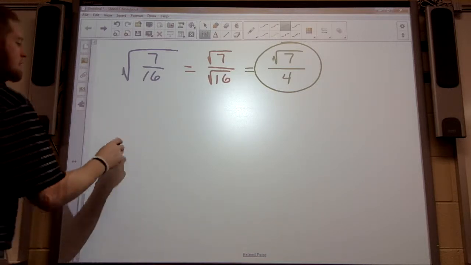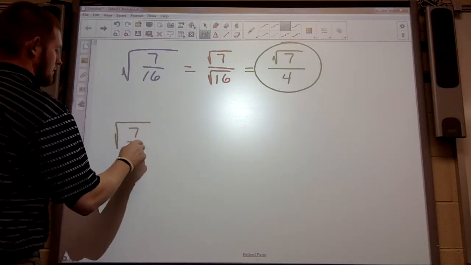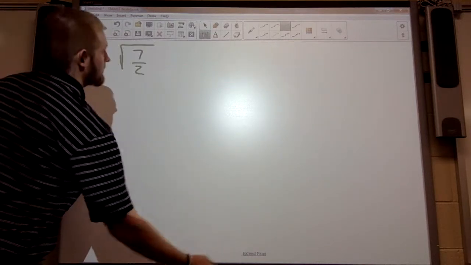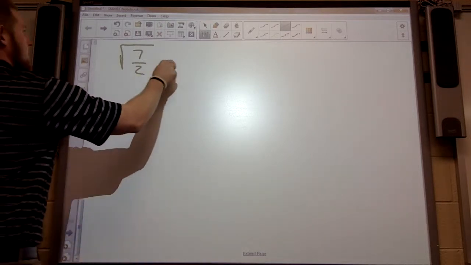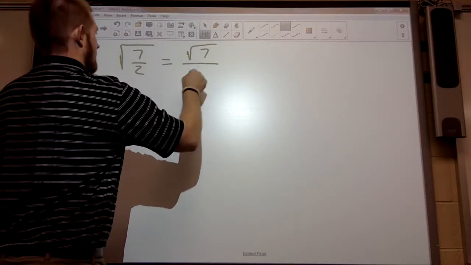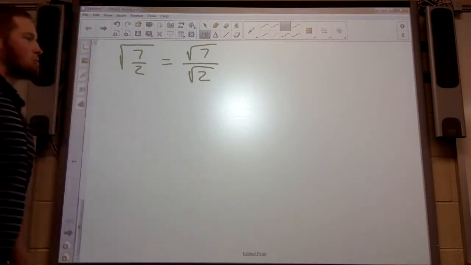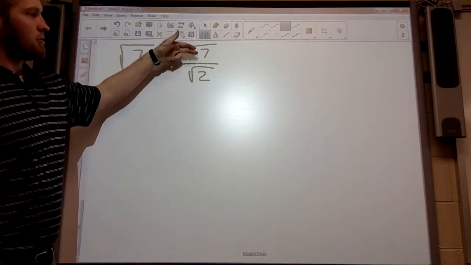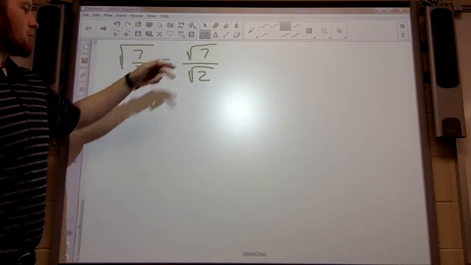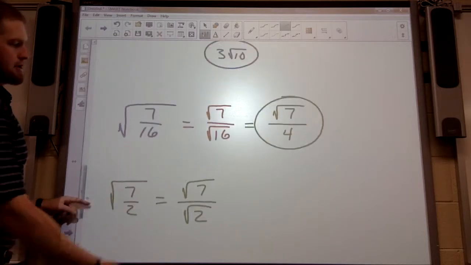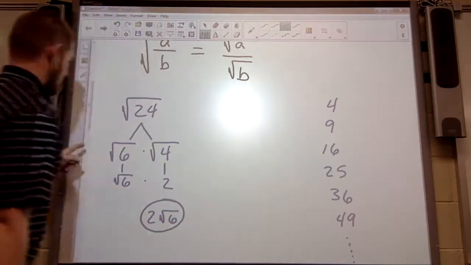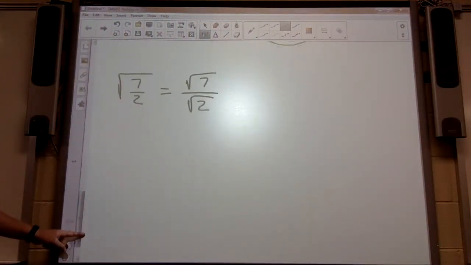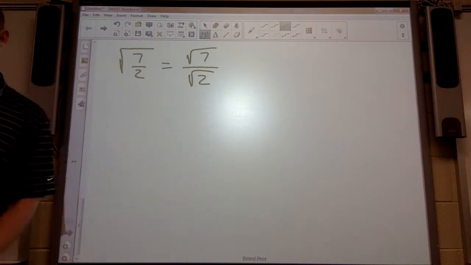Next one. I have the square root of 7 over 2. And this is where it gets a little bit more challenging. Now, here, first break it up, square root of 7 over square root of 2. Our problem is that neither of these will break down. They are both non-perfect squares, and there are no perfect squares that go into either of them. So we're kind of stuck here. A lot of you would consider this your final answer.